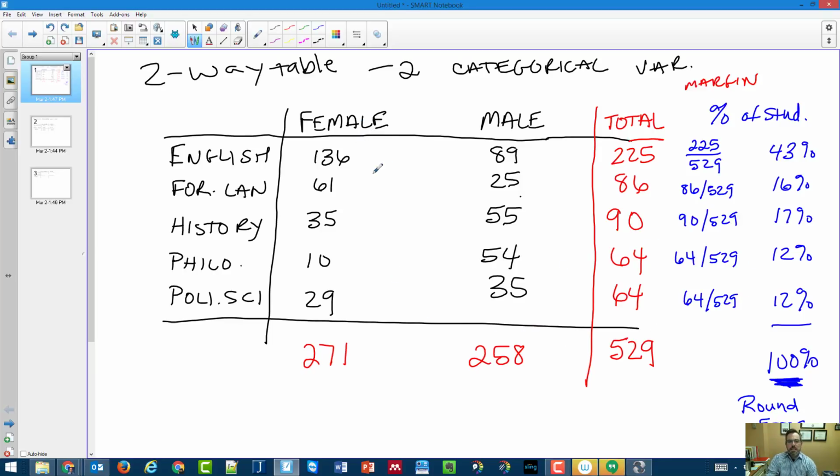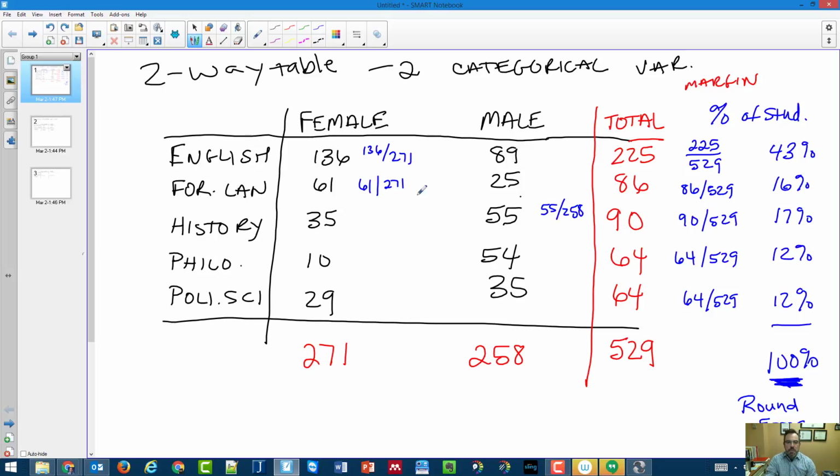So a conditional distribution, instead of saying what percent of students are English majors, I might ask what percent of female students are English majors. In that sense, I'm really only asking for 136 out of 271. What percent of female students are foreign language? How many foreign language students do I have out of how many female students? If I asked what percent of male students are history majors, I've got a different set of numbers.